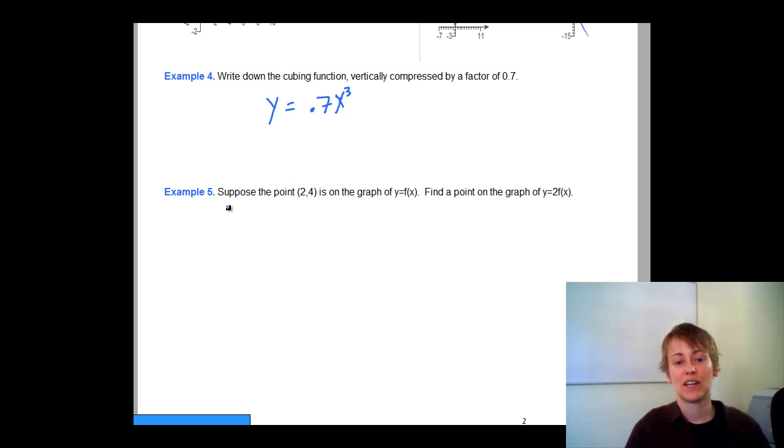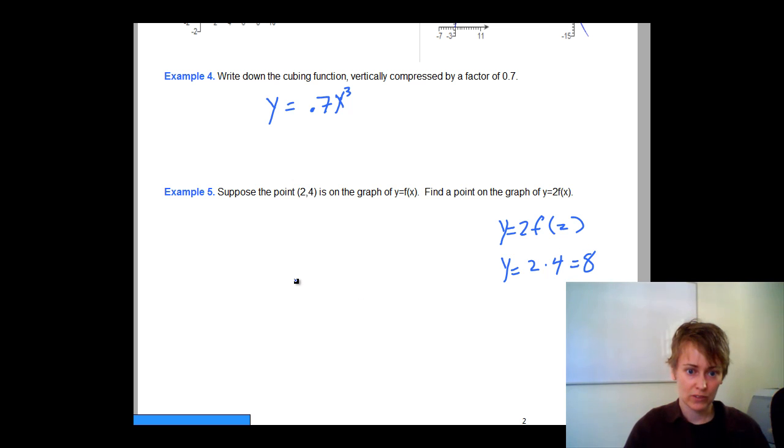Okay, now we're on the last example. Suppose that the point (2, 4) is on the graph y equals f of x. Find a point on the graph of y equals 2 times f of x. Okay, so what it's going to mean is this. When you plug in 2 into that, well, you already know that it's 4. So you're going to get out 2 times 4, or 8. So the answer is (2, 8).